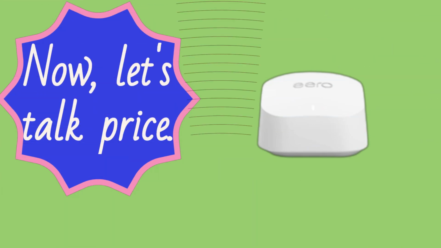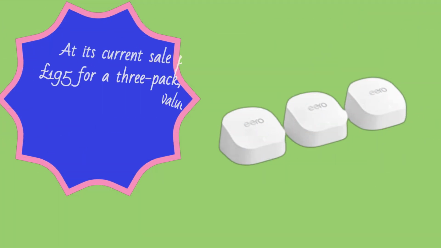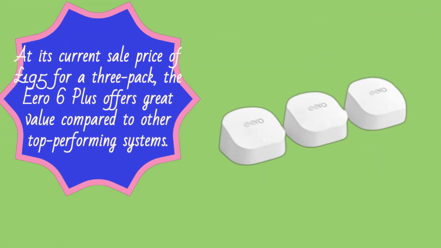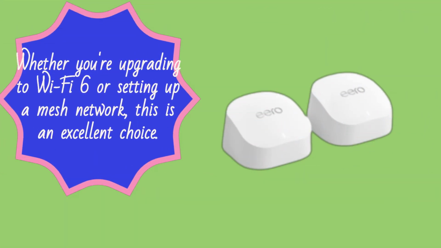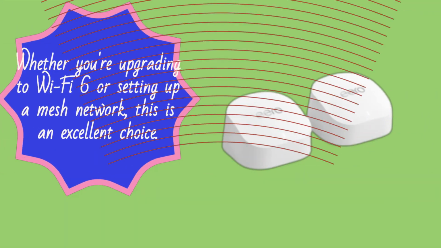Now, let's talk price. At its current sale price of £195 for a 3-pack, the Eero 6 Plus offers great value compared to other top-performing systems. Whether you're upgrading to Wi-Fi 6 or setting up a mesh network, this is an excellent choice.